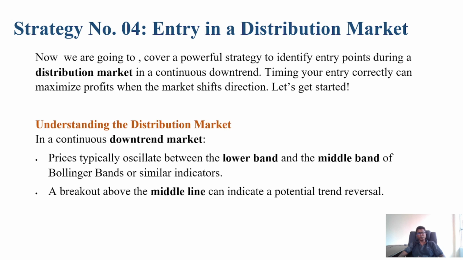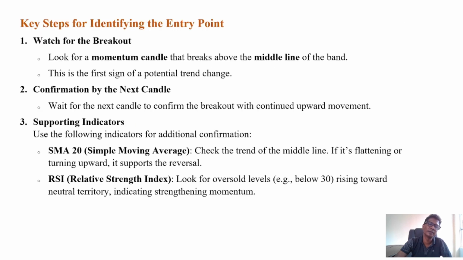The breakout above the middle line can indicate a potential trend reversal. To identify this point, be alert on the breakout point. Look for a momentum candle that breaks above the middle line of the band. This is the first sign of a potential trend change. We have to wait for the next candle's confirmation.